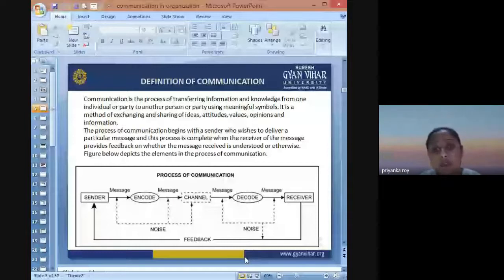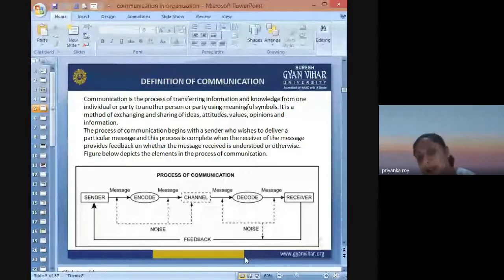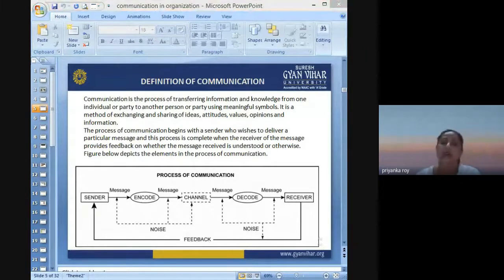The process of communication begins with the sender who wishes to deliver a particular message, and the process is completed when the receiver of the message provides feedback on whether the message received is understood or not. So the communication process begins with the sender who sends the message, and is completed once the receiver provides the sender feedback. That completes the entire process of communication.